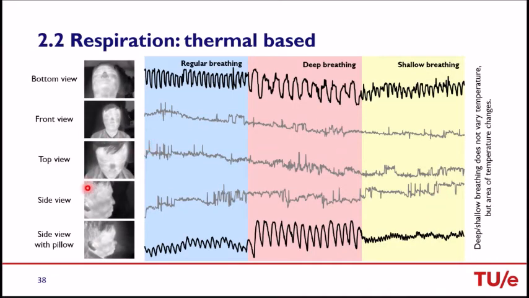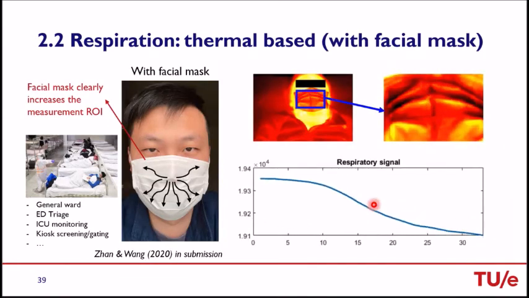And these are some results showing that we can measure the respiration from the thermal camera in these two views. For example, the bottom view shows a clear signal, and the side view with the pillow also shows signal. It's quite interesting because actually the ROI is not on the nostril, it's on the pillow, because you change the temperature of the pillow. And for the other three views, the signal is not really good. But we can still use that.